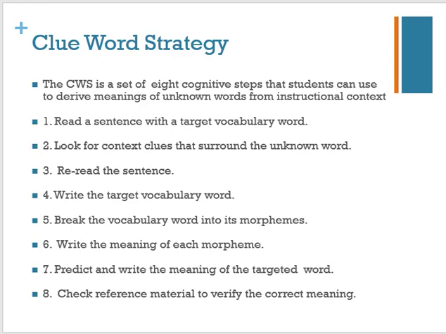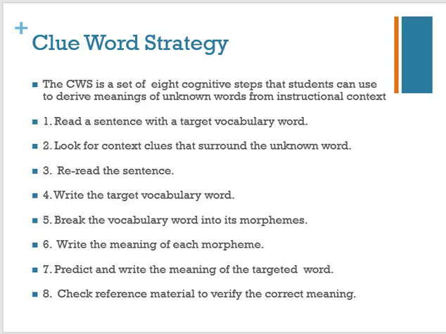The first step is to read a sentence with the target vocabulary word. That's the first step the student takes. As the teacher, you would have the target vocab word in mind and have a sentence with that word used in context to provide for the student to read. Next, the student looks for context clues at the sentence level that surround the unknown word. Then they reread the sentence. Next, the student writes the target vocabulary word and breaks the vocabulary word into its morphemes. Students write the meaning of each morpheme and predict and write the meaning of the targeted word. Then they check reference material to verify the correct meaning.